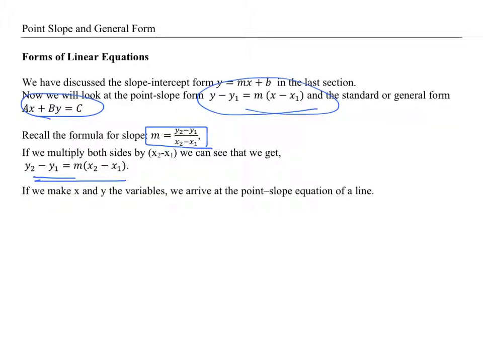And if we make x and y the variables, we arrive at the point-slope equation of the line. What is it? It's y minus y1 is equal to m(x minus x1). Notice how I took off the 2's on these because x's and y's are variables. We don't know what they are. And this is the point-slope equation of a line.